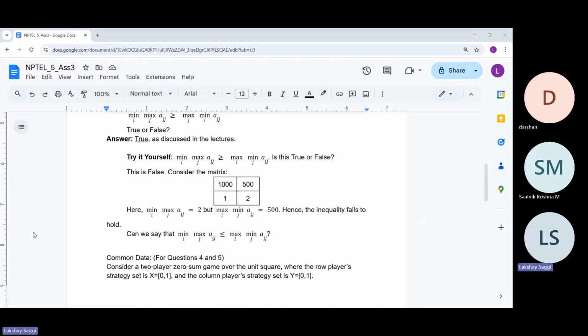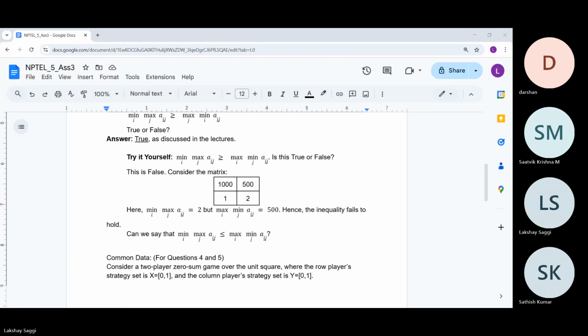Okay, so Darshan is saying that this will always hold true. Any opinions from your side, Satvik? What do you think, Satvik? Will this be true or false? Okay. So Satvik says that he does not think that there is a relationship between the two terms.